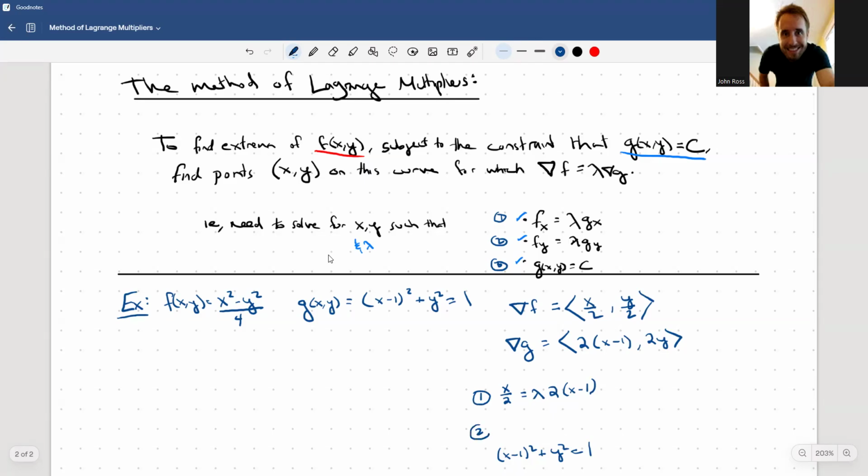My second equation, I'm going to equate f sub y and lambda g sub y. So the y derivative, or the second component in grad f, is going to be y over 2 equals lambda times 2y. All right, and then our third equation is exactly the equation that we had down below. Okay, and with this, we're going to try to see if we can find solutions to this system of equations.